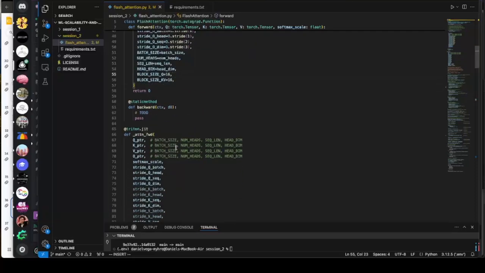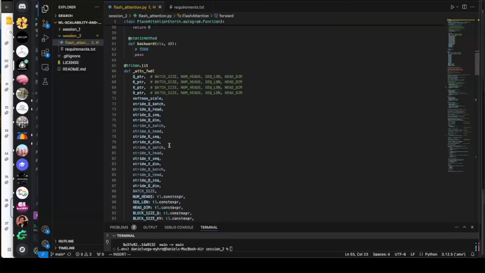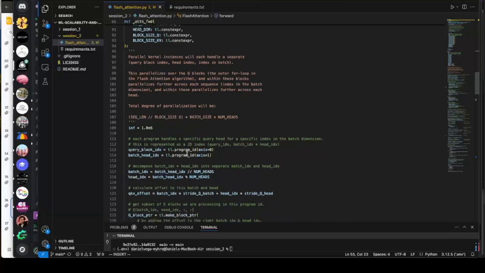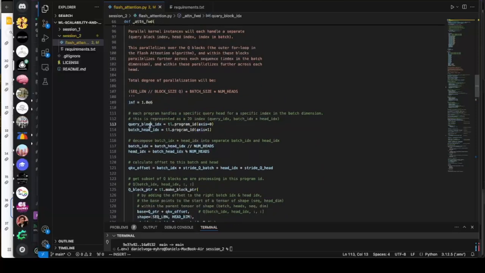So then let's jump into the actual kernel itself, where things get interesting now that we have the context of how we're parallelizing this. The first thing we're going to do, similar to CUDA, is figure out which thread block we are.